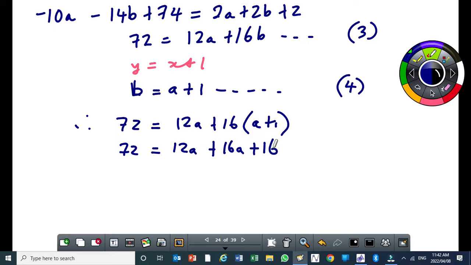Then I have to take the 16 to the left. It will give me 56 equal to 12a plus 16a, that's 28a. Right? Then divide both sides by 28. So a is going to be equal to 2, which is the answer we got yesterday with the method that we used of assuming that. Right?